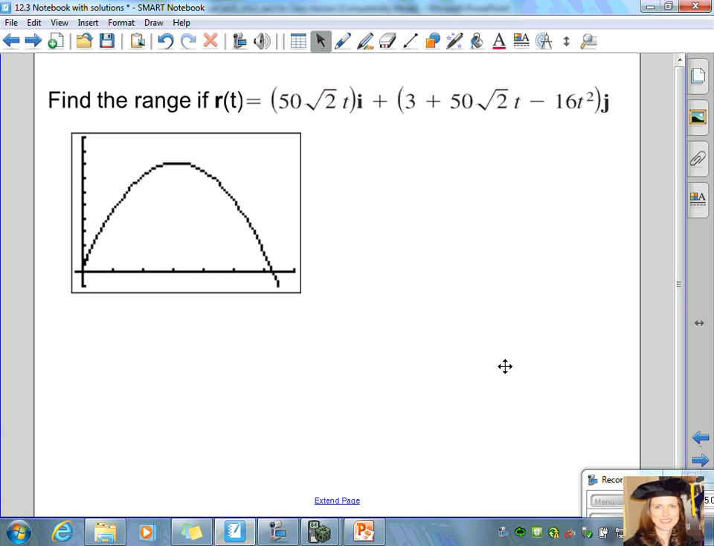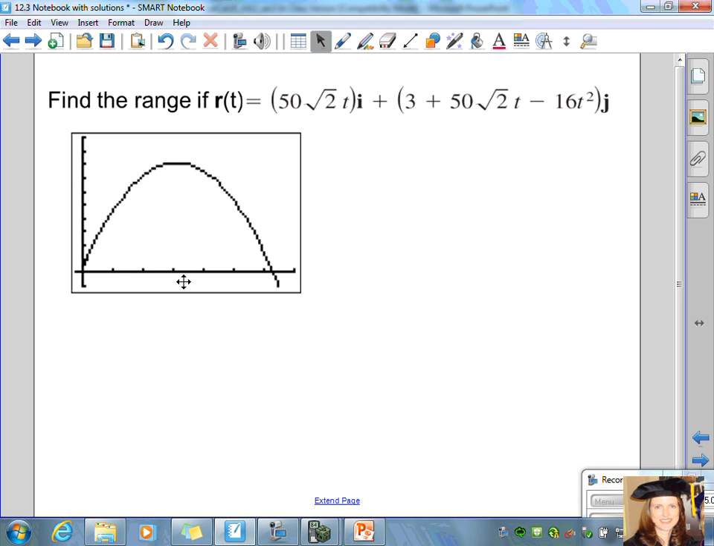Now recall that we have already determined the equation for the position, the vector valued function r of t equals 50 square root of 2t i plus (3 plus 50 square root of 2t minus 16t squared) j. We came up with this graph on our calculator by using parametric mode, and we were able to see that the ball is going to go up in the air and it's going to come back down.